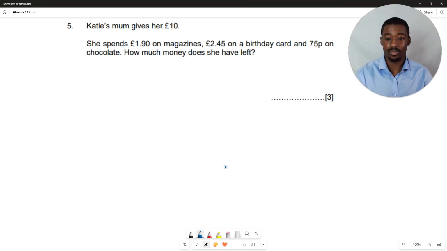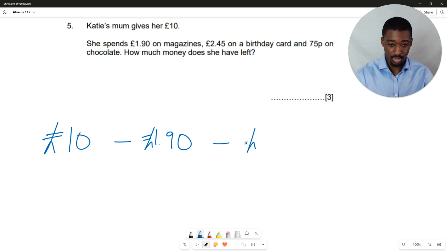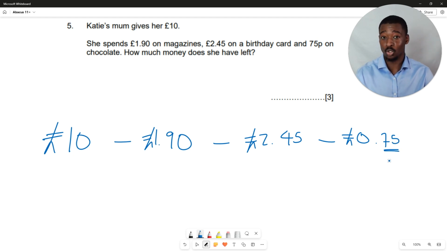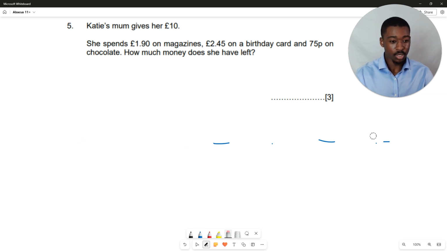So here for this question, we have to be very careful to make sure that we put everything into the same units. So Katie's mom gives her £10, right? She spends £1.90. So let's first note down the £10. She spends £1.90 on magazines, so we're taking away £1.90 from that £10. She also spends £2.45 on a birthday card, taking away £2.45. And then she spends 75p on chocolate, so taking away 0.75 pounds, right? 75p is 0.75 pounds. How much money does she have left? So we can do this with simple column subtraction.